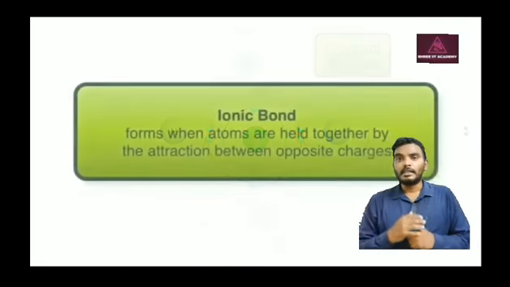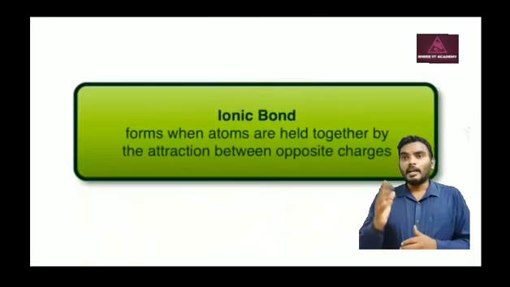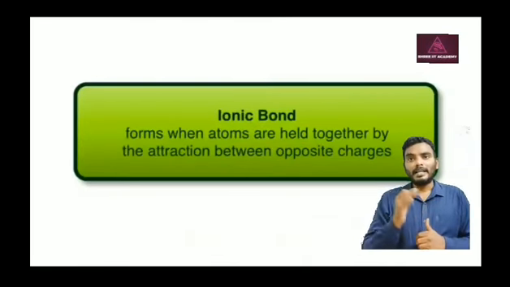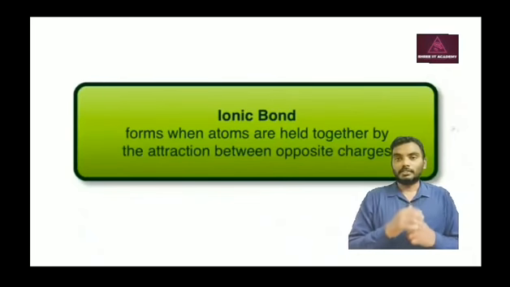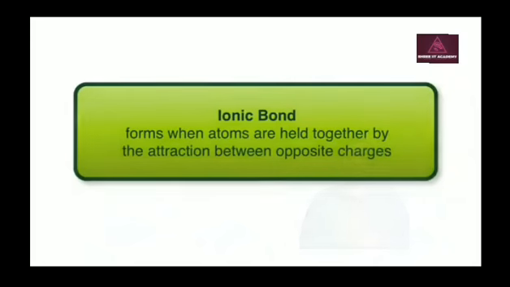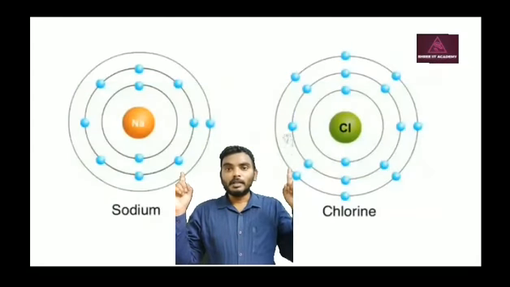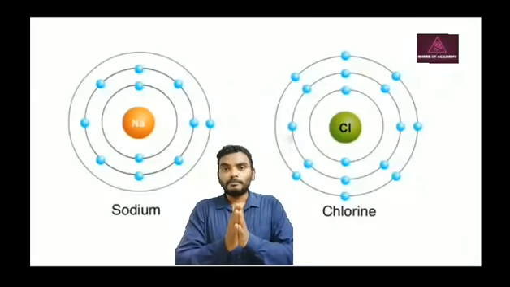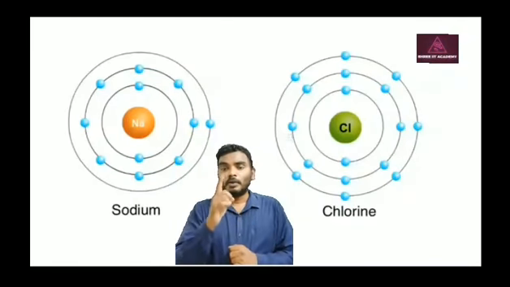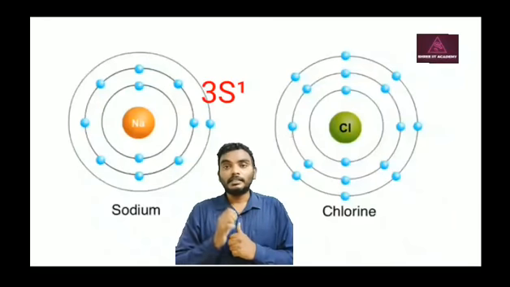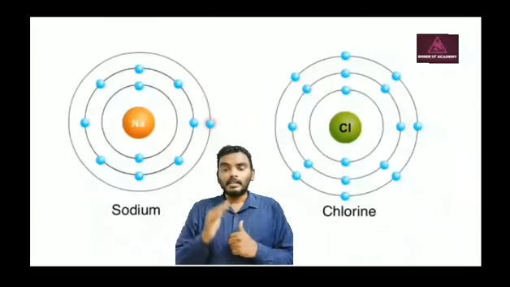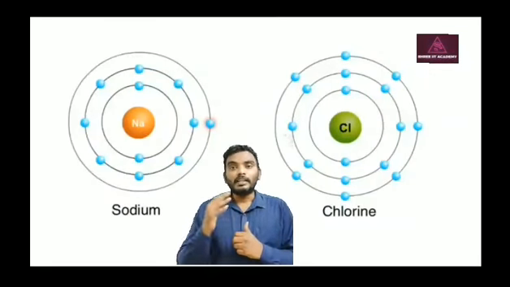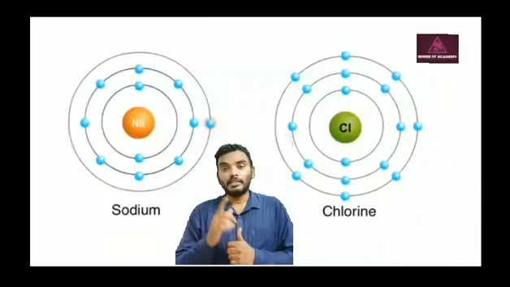Now we are discussing the ionic bond. An ionic bond forms when atoms are held together by the attraction between opposite charges. Here I am taking 2 examples: one is sodium and the second is chlorine. If you see sodium, it has one outermost electron, 3s1. If it loses that electron, it will gain the stable configuration of neon.